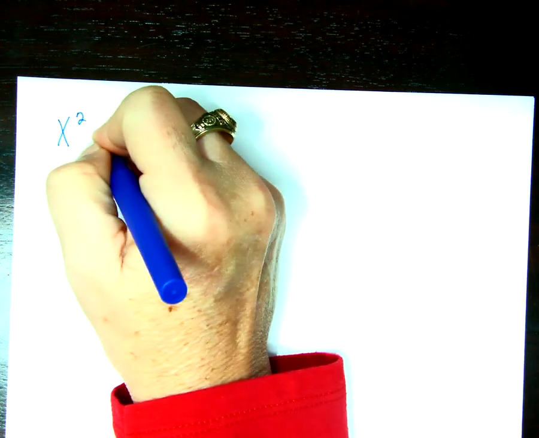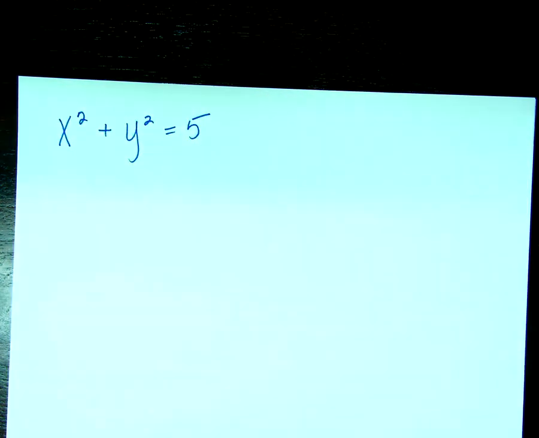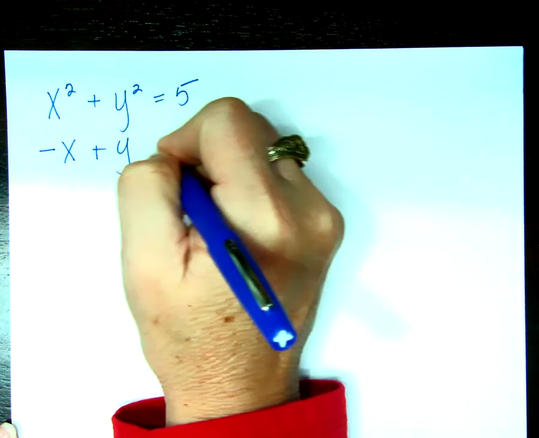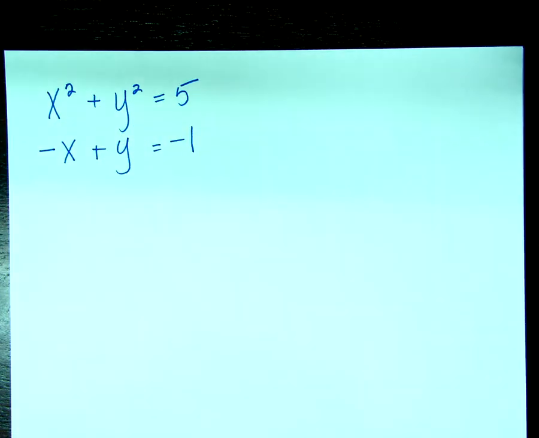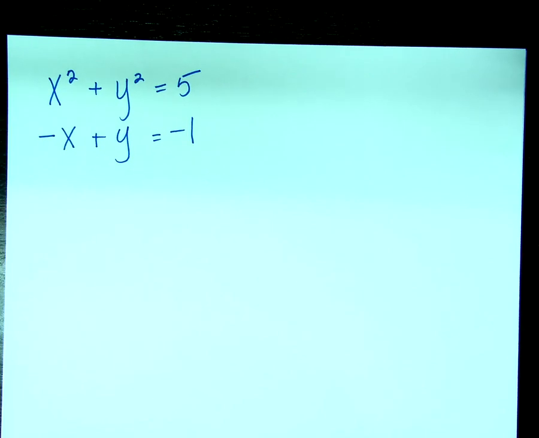X squared plus y squared equals 5. And negative x plus y equals -1. You know how sometimes the instructions say solve by substitution, so you have to solve by substitution. And sometimes the instructions say solve by elimination, so you have to solve by elimination. The instructions on this one is solve. That means you're going to decide how we're going to solve this.